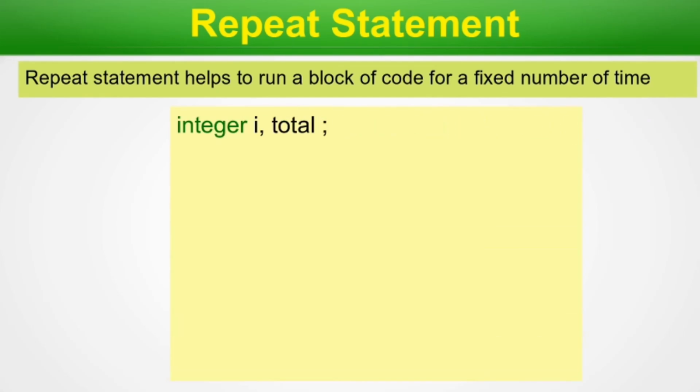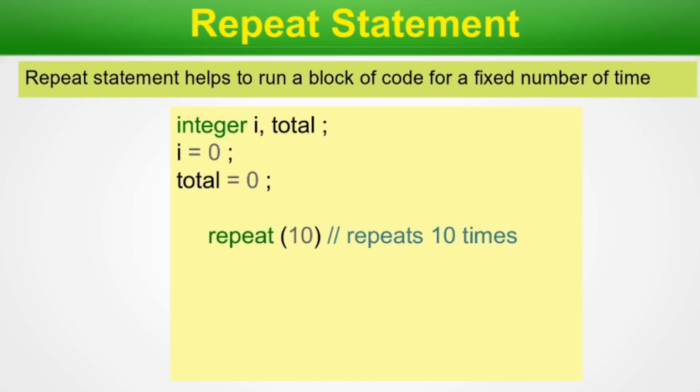We define integers i and total. Initialize i with 0, total with 0. Repeat 10, that means it repeats 10 times. We begin the repeat block. We write i equal to i plus 1, total equal to total plus i. We end the repeat block here.